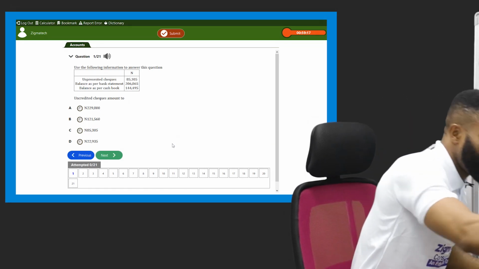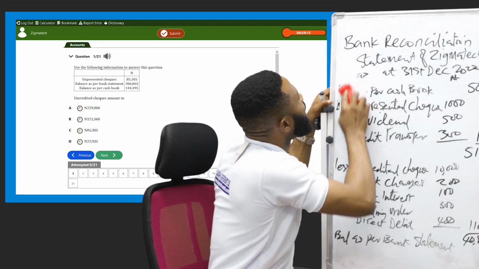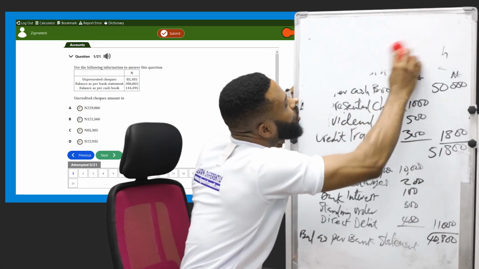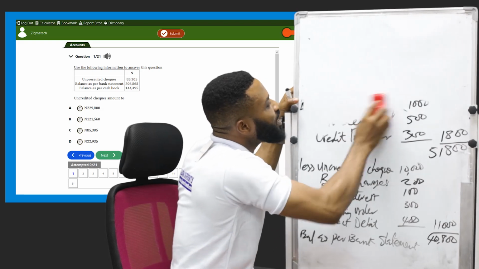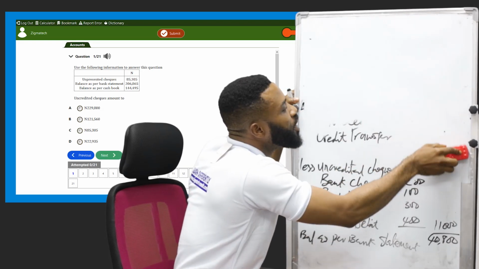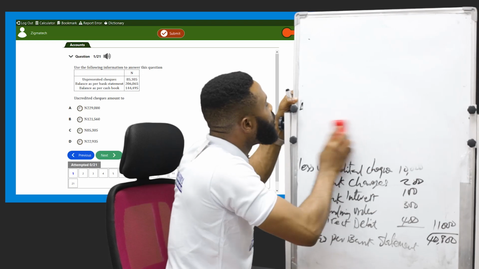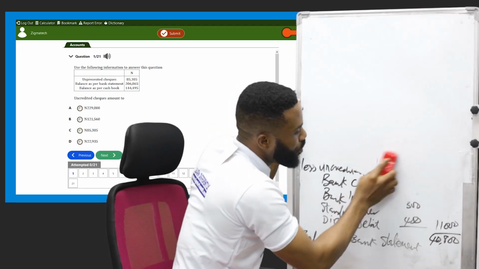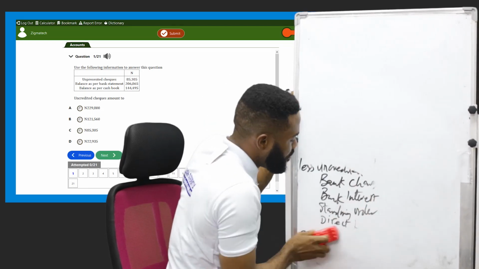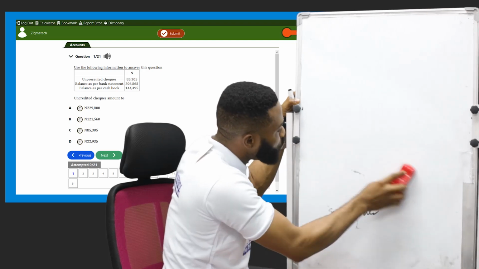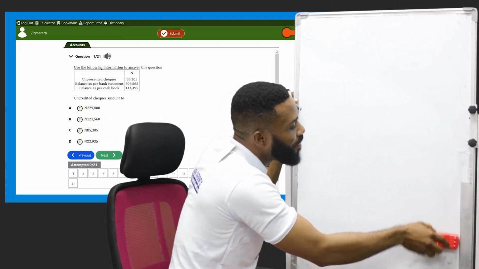Very interesting question. Now, if you observe that question, you will see something very surprising. You will see that they didn't even give you the uncredited check. They only gave you balance of the cash book and balance of the bank statement. So what do you do? How are you going to arrive at the answer?